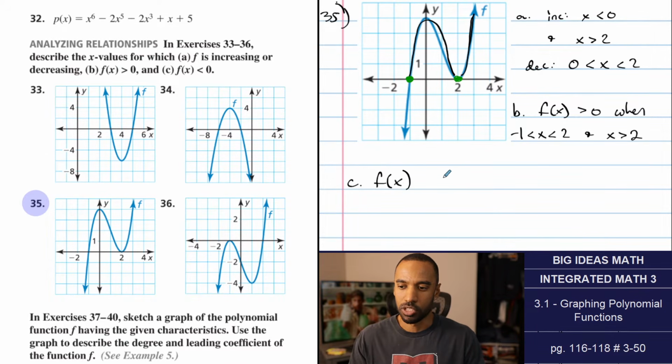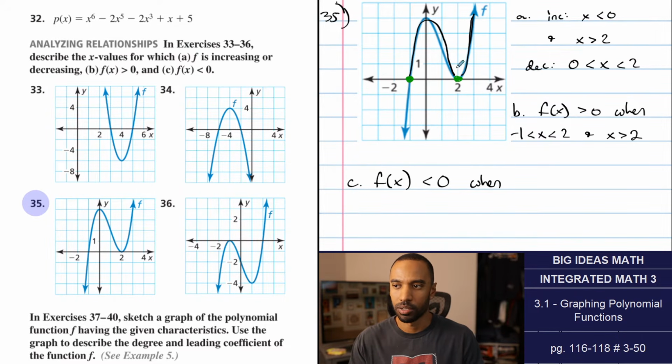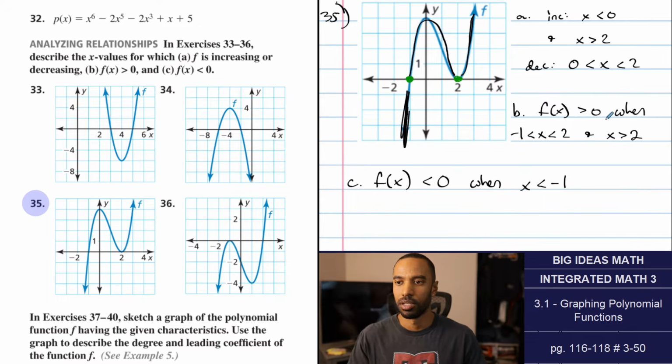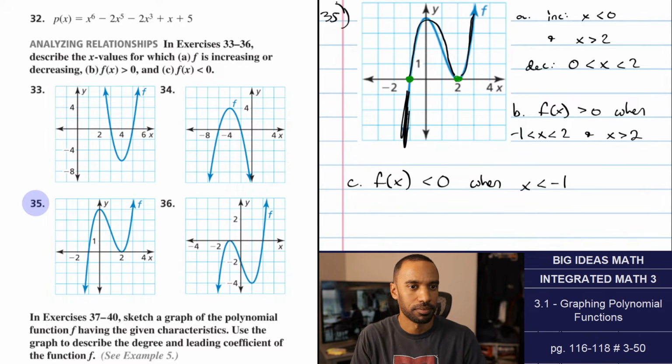F of x is less than 0. We're negative only on this part, right? That end behavior kind of finishes strong there. That's when x is less than -1. There's no other part that we're actually negative. So that would be part C on number 35.